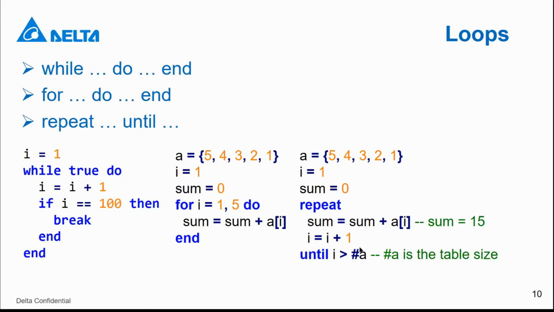And in the condition here, you can see a special symbol, the hash. The hash means it will count the number of elements in the table. So hash A means the size of table A, and you can see this table has 5 elements. So hash A means 5. So in this loop, it will repeat until I is bigger than 5, then this loop will end. So here are our 3 different loops in the robot language.